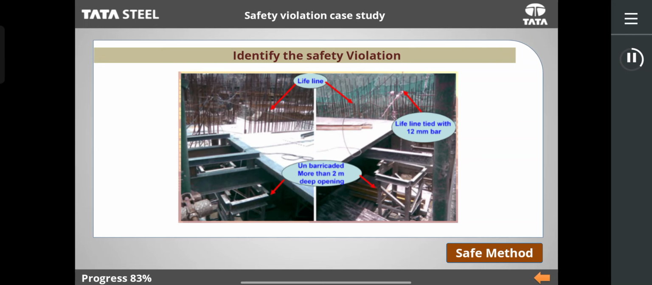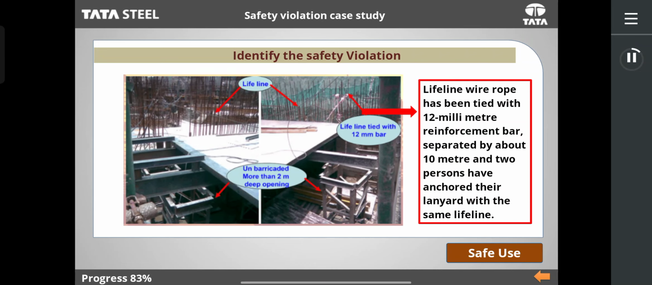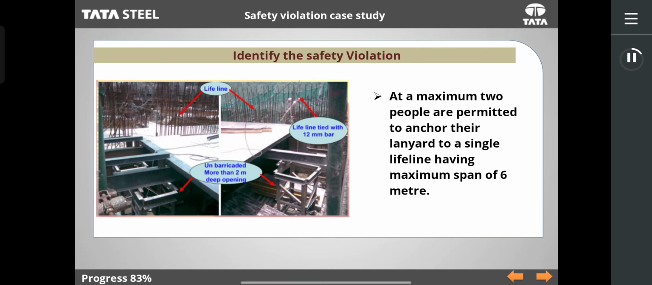Can you identify the area of safety violation? The lifeline wire rope has been tied with 12 mm reinforcement bar, separated by about 10 meters, and 2 persons have anchored their lanyard with the same lifeline. As per standard, the anchorage point should be capable of supporting at least 2,000 kilograms per person attached. The lifeline must be tied with a fixed or a permanent structure having the capacity to support at least 2,000 kilograms per person attached.